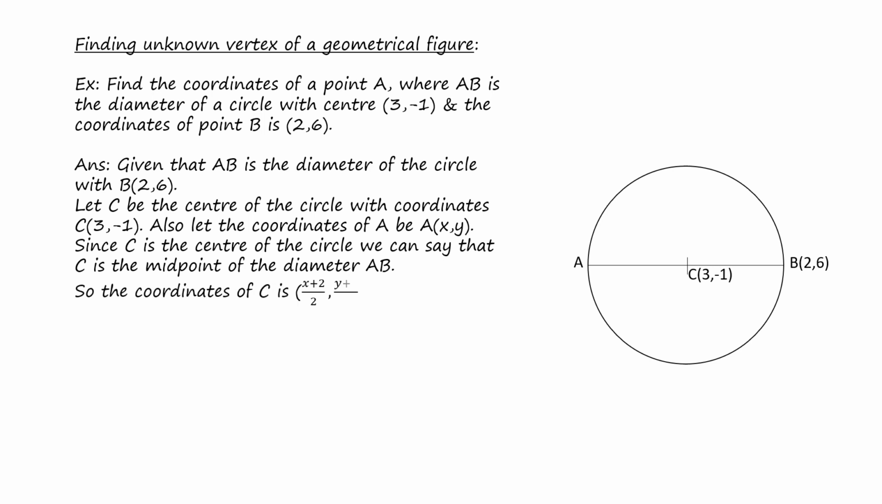So the coordinate of C is nothing but ((x + 2)/2, (y + 6)/2). Or we can write (3, -1) equals ((x + 2)/2, (y + 6)/2). Or equating x coordinates and y coordinates, we get (x + 2)/2 equals 3 and (y + 6)/2 equals -1.